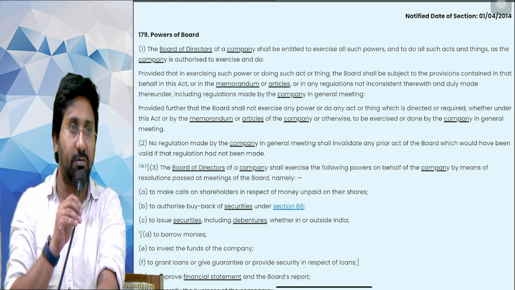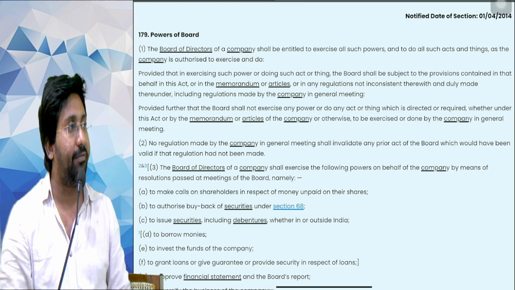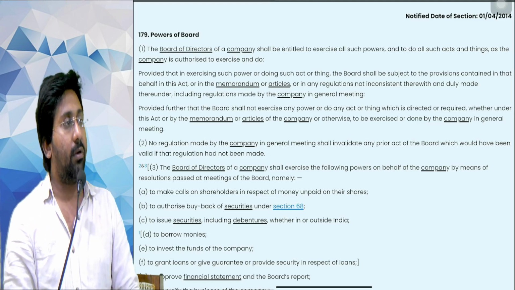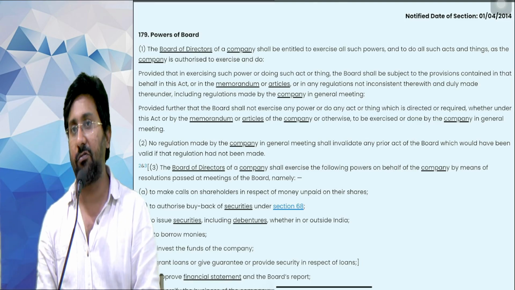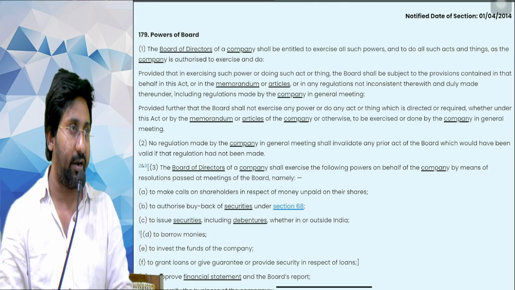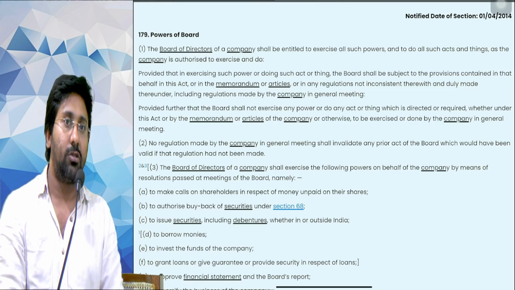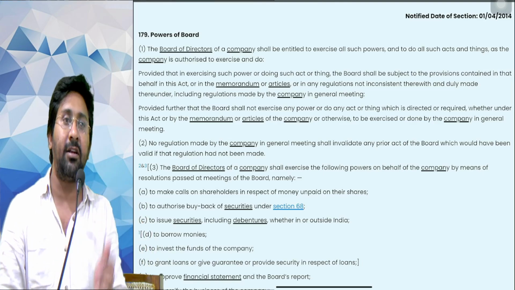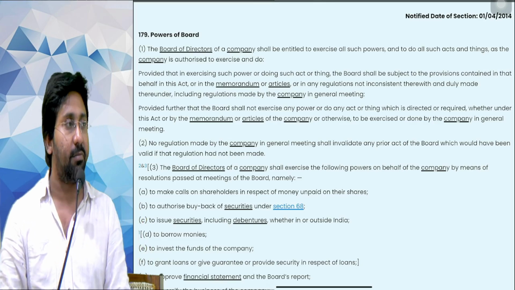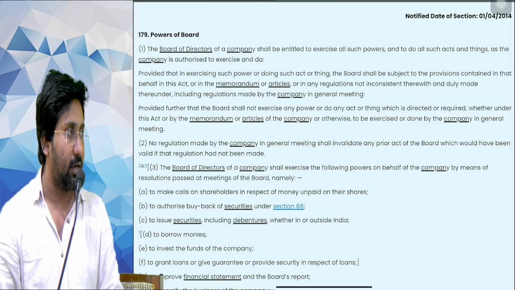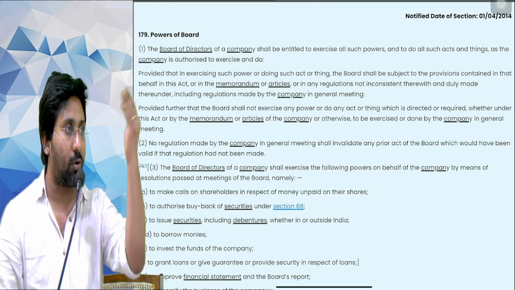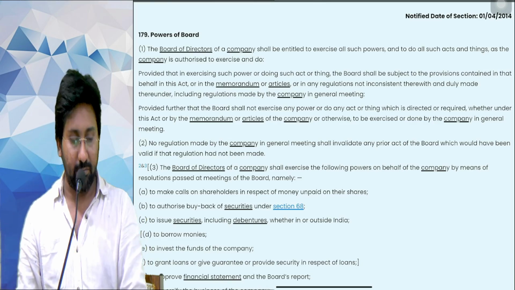193, transactions with a one-person company. 194, 195 were deleted. Previously it used to be there, forward dealing with the directors and KMP and insider trading. So those are now not applicable. Those are deleted from the syllabus. So our syllabus starts from section number 179, ends with section number 193. Clear?